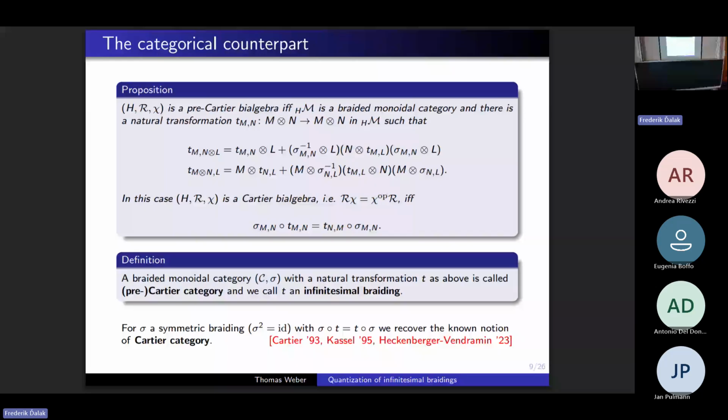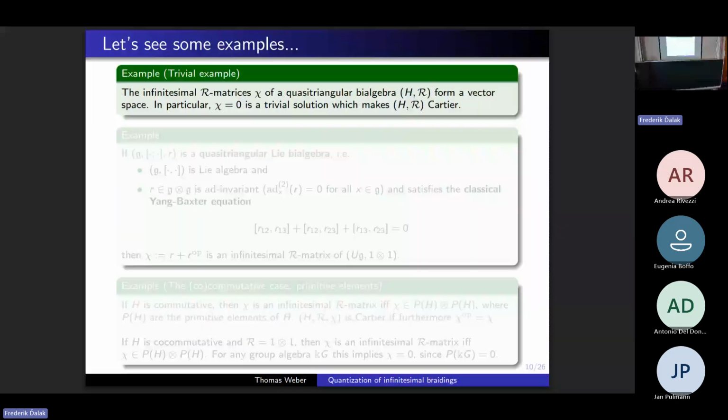The first class of examples is the trivial one, which is a bit boring, but you can easily see that the space of infinitesimal R matrices is a vector space. So in particular, you can always choose chi equals 0, and it will satisfy everything. But again, it's a bit boring. Let's see something more interesting.